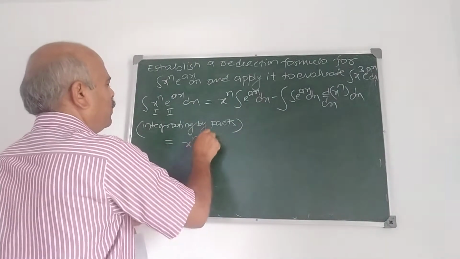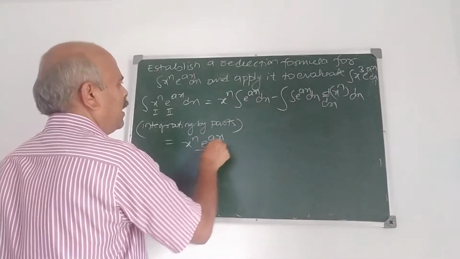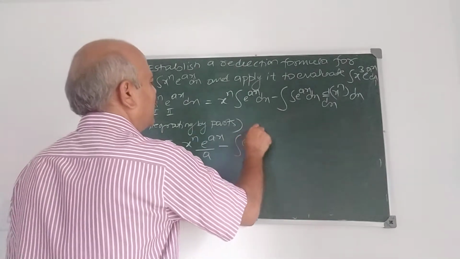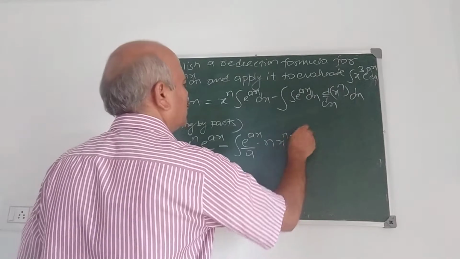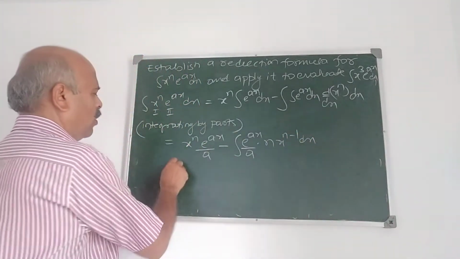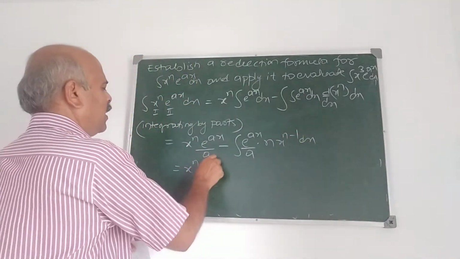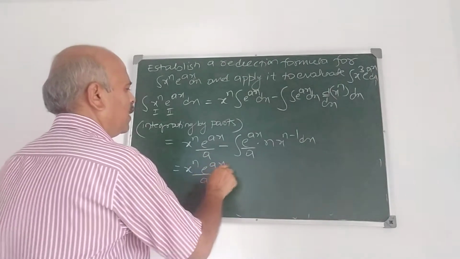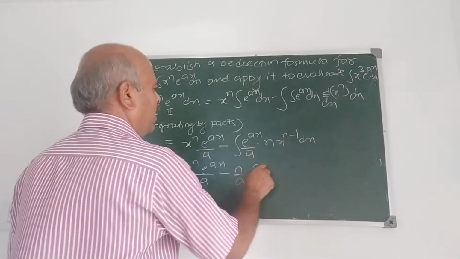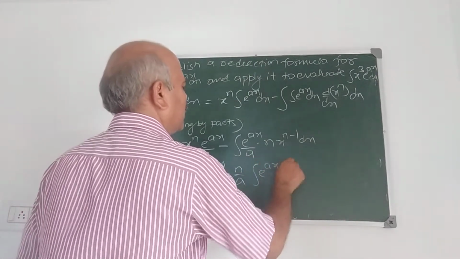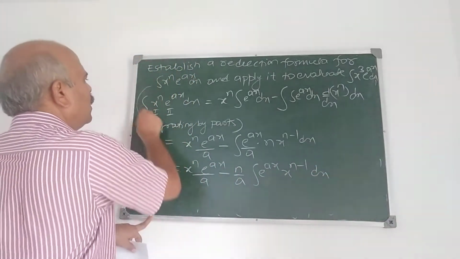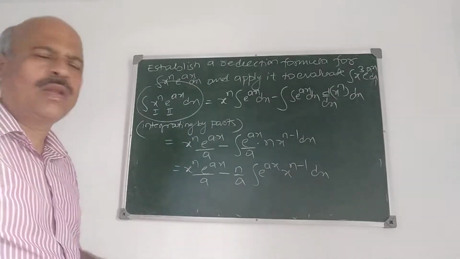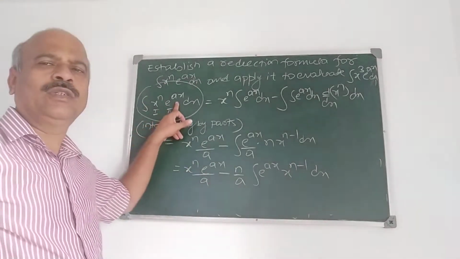X raised to n e raised to ax by a minus integration of e raised to ax upon a n x raised to n minus 1 with respect to x, or x raised to n e raised to ax by a minus n by a integral e raised to ax x raised to n minus 1. Now this is the reduction formula for x raised to n e raised to ax.